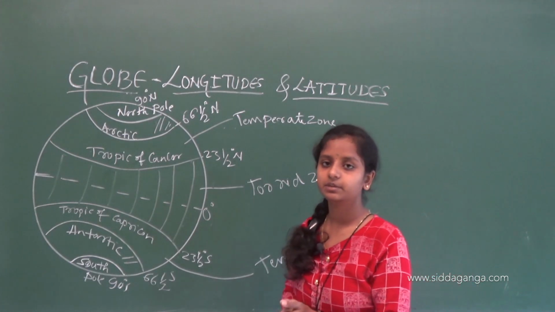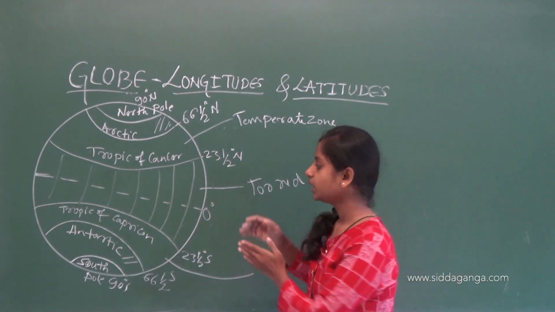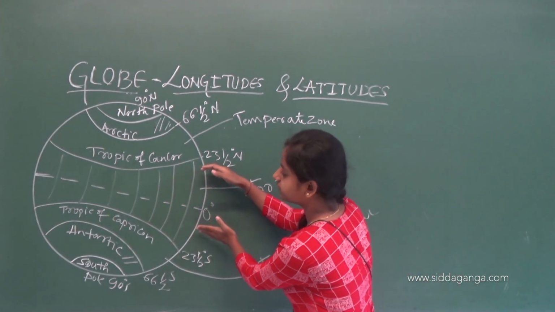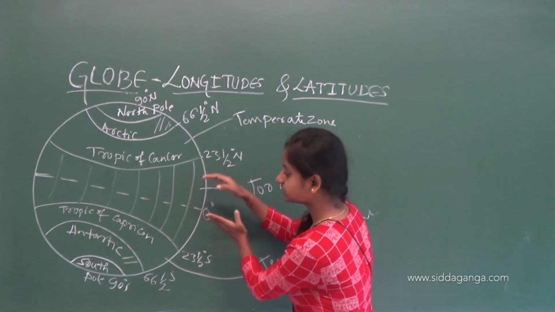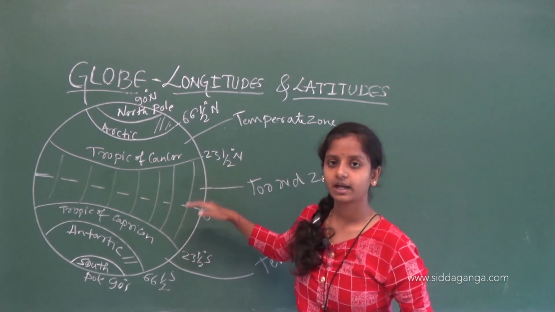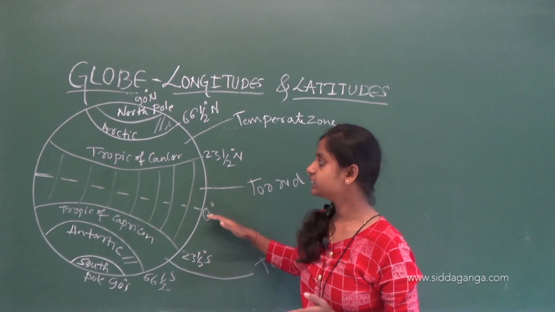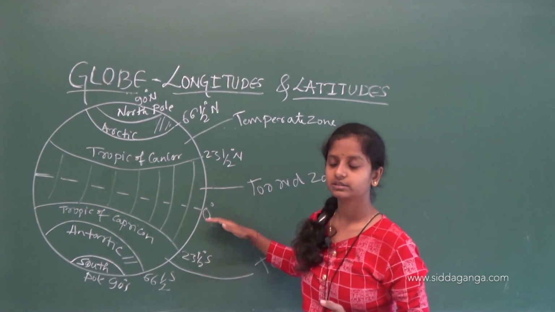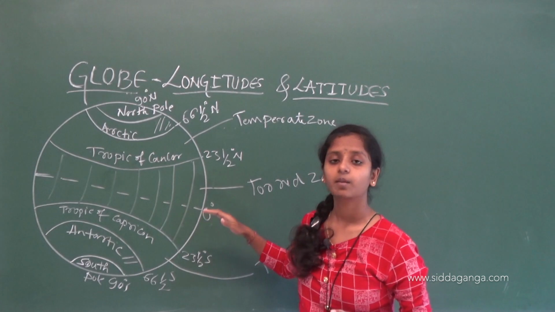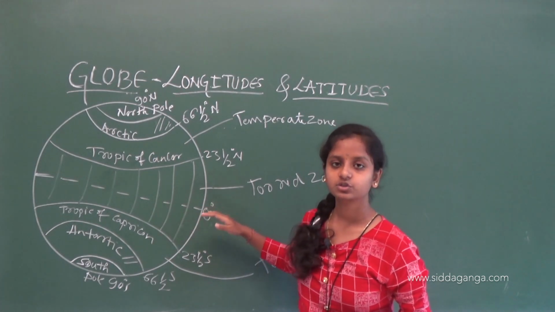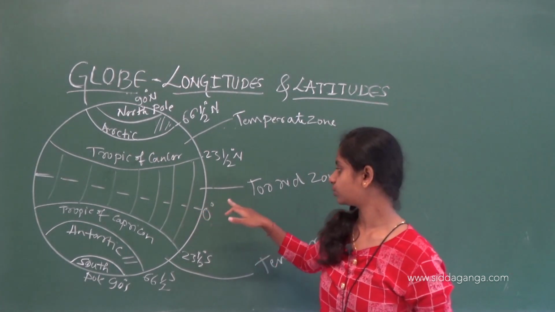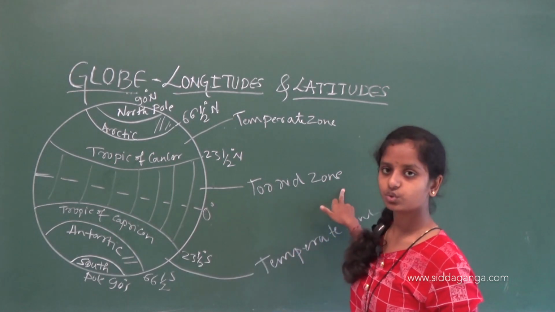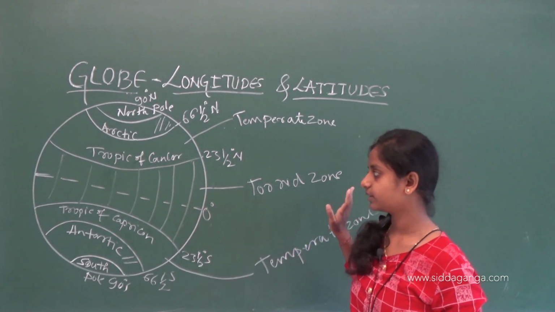The sun rays will be more in the region between the Tropic of Cancer and the Tropic of Capricorn. That is why this region experiences much heat. So this region is known as the torrid zone or torrid region.